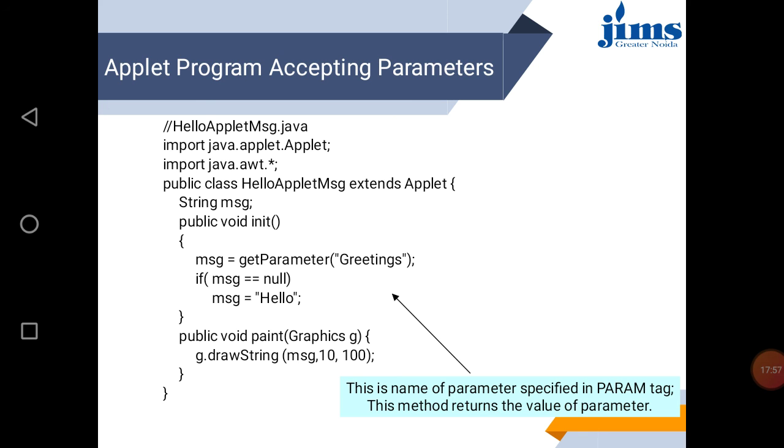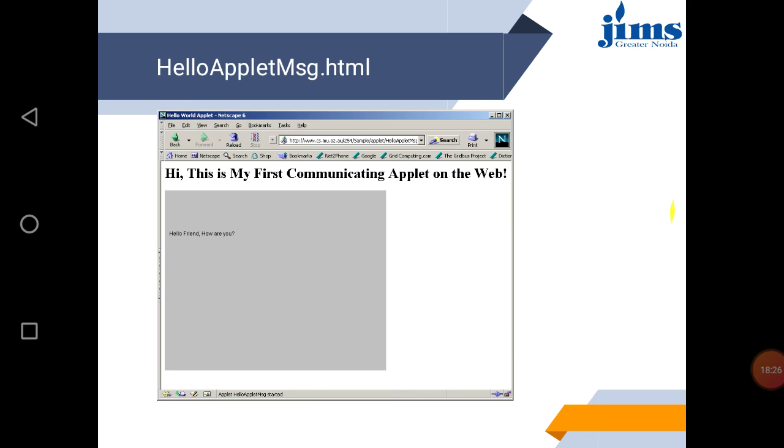So in this program we can see there is a class file, and in the init method we are mentioning message equal to getParameter greeting. Now the greeting which is present in the HTML will be received here, and if the message is received properly, then the hello message will be printed. Once we run any applet program, a proper window comes and we can see the output of the applet.